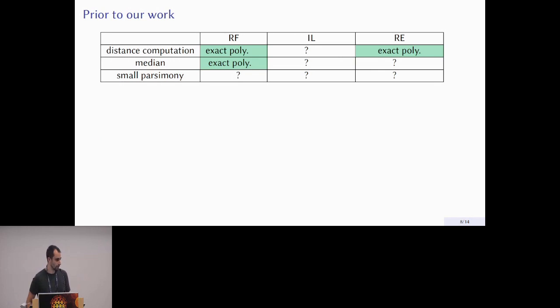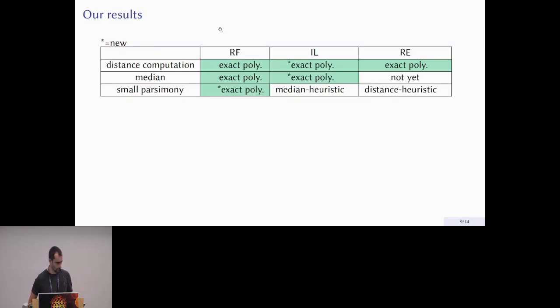Okay. So given this introduction, this was the situation of what was understood of these distances prior to our work. And these are our contributions. So of course, given that we introduce the IL distance as a new distance for RNA structure, this column was completely empty before.